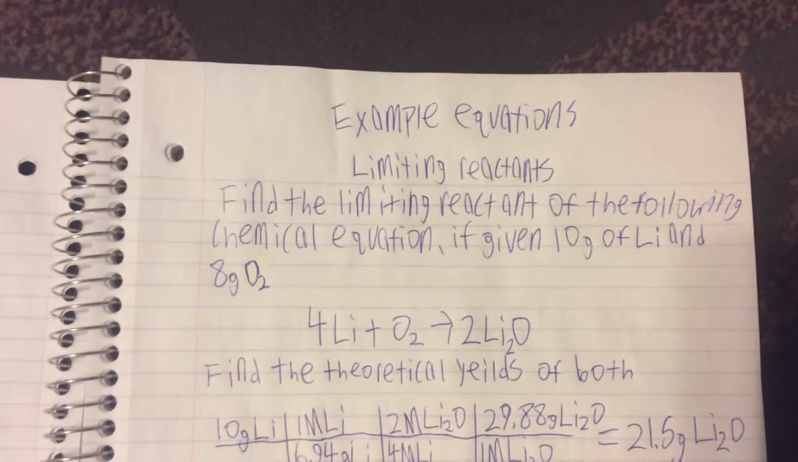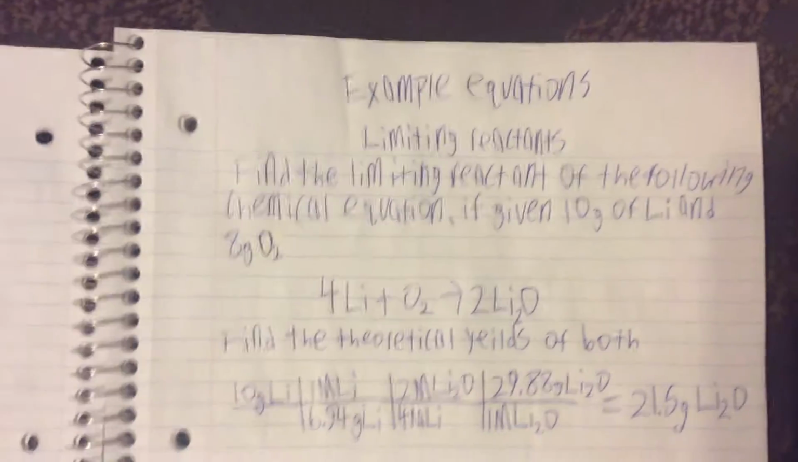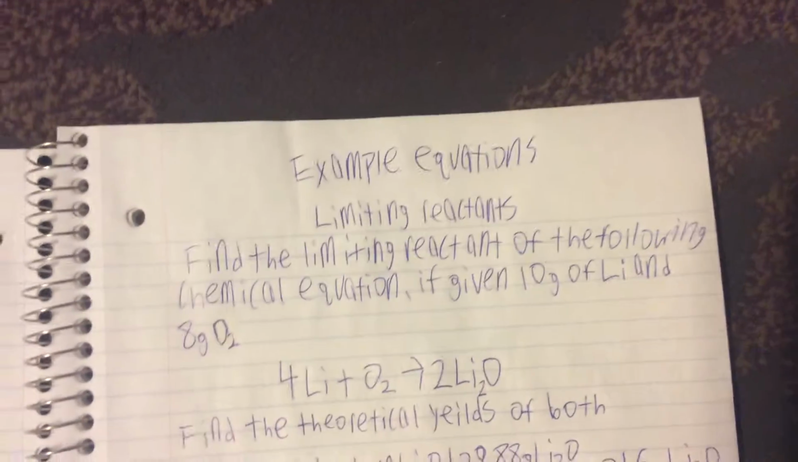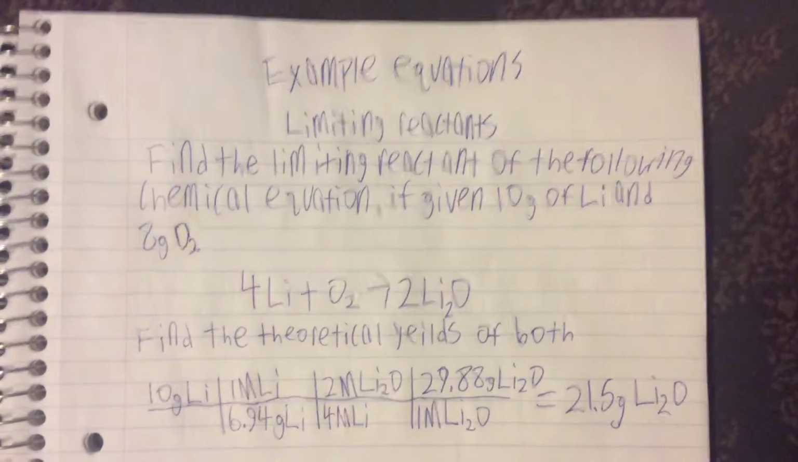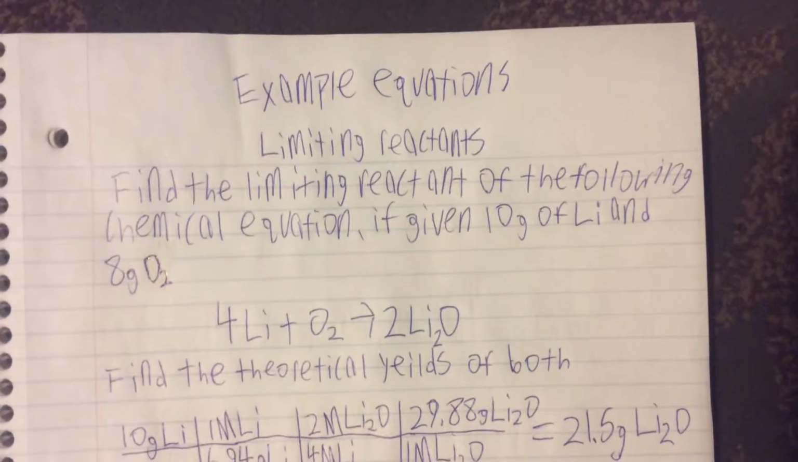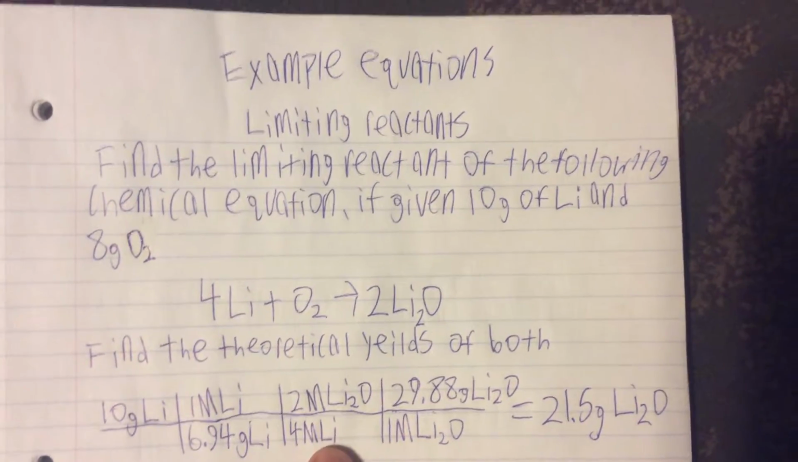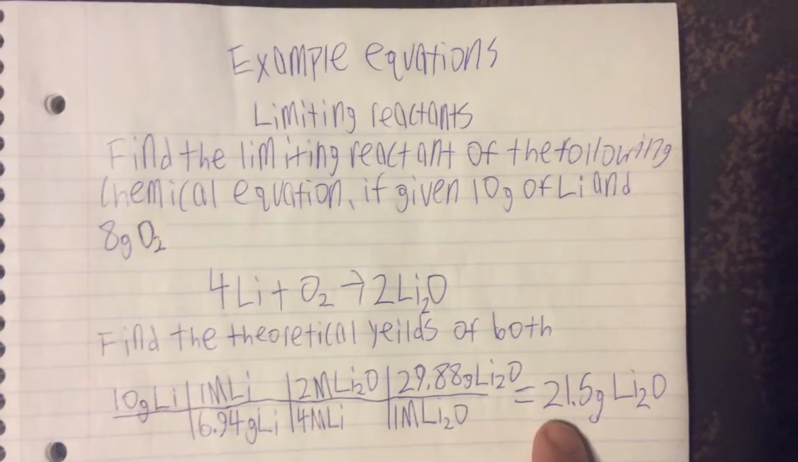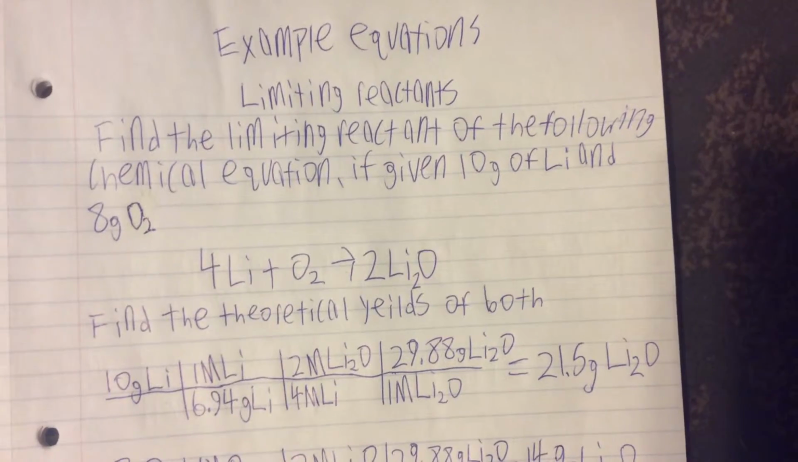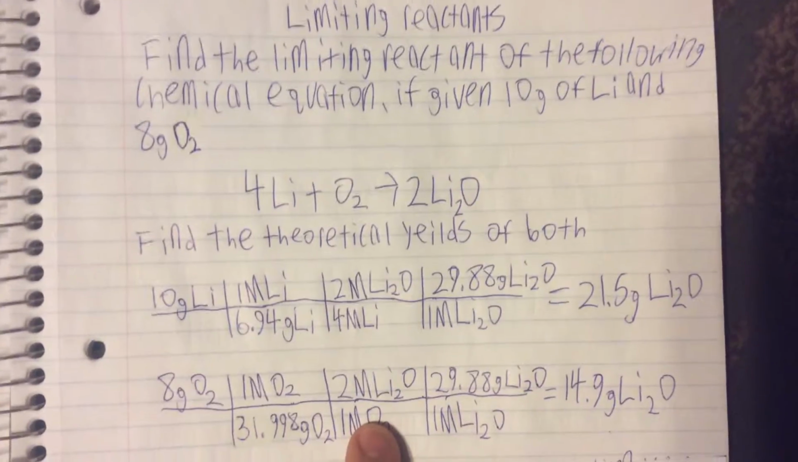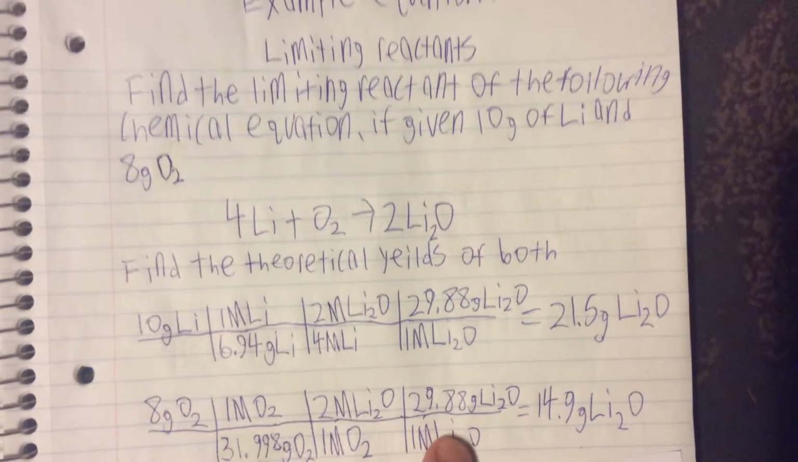Okay, this is what you should have come up with. First off, you have to find the theoretical yields of both lithium and oxygen in order to find what the limiting reactant is. So when we go ahead and find lithium, we have our given, our molar mass, our molar ratio, and then our molar mass again, and it'll come out to be 21.5 grams. And then again for oxygen, we have our given, our molar mass, our molar ratio, and then our molar mass again.